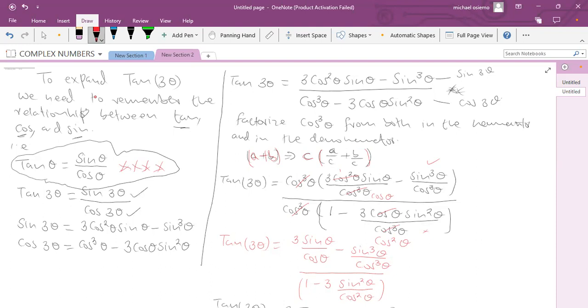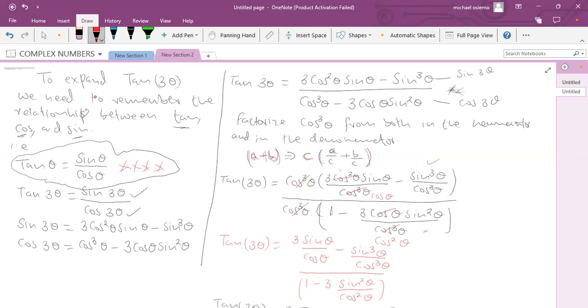So doing that, you're going to have cos theta outside, you're going to have this, then you can simplify, you'll get cos theta, and then the cos theta is also going to be divided by sine cubic theta. On the denominator, when you factorize cos cubic, you're going to remain with 1 here, and then minus 3 sine squared theta over cos squared theta.